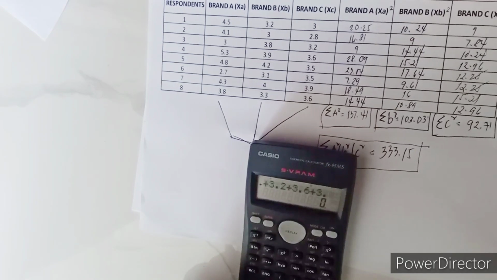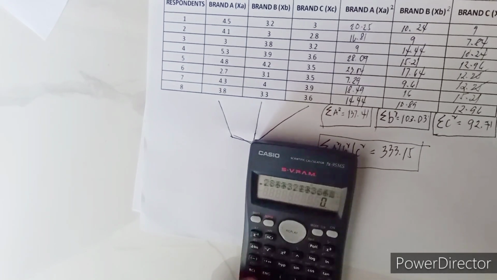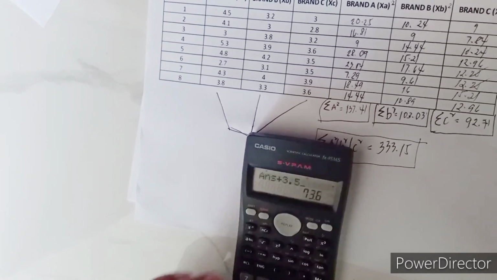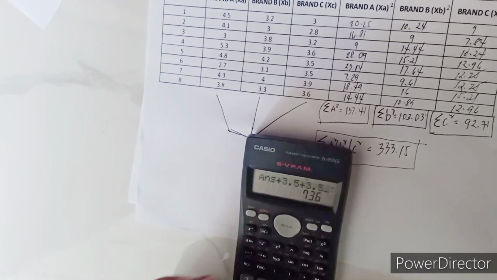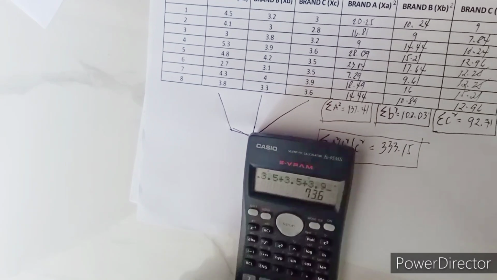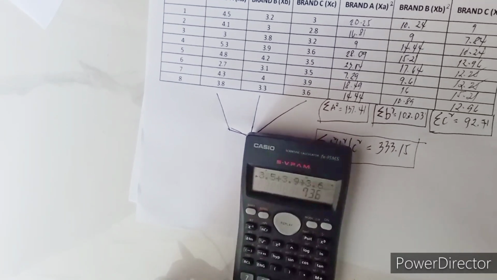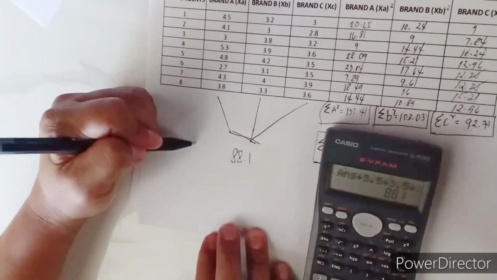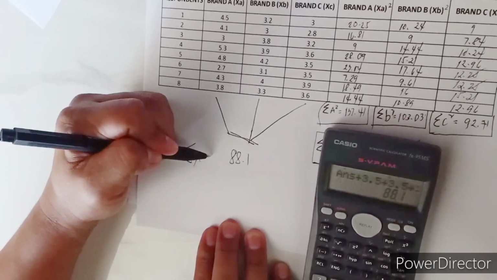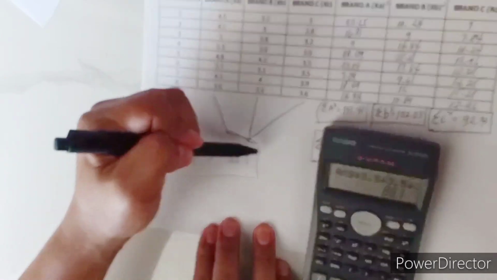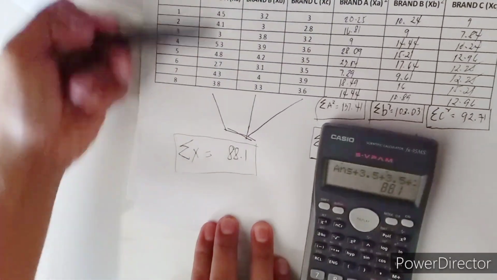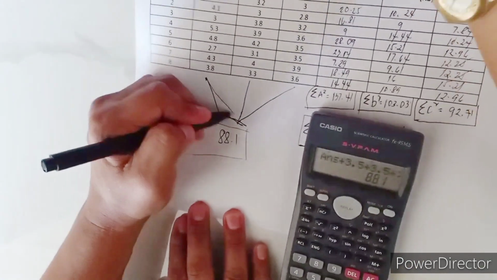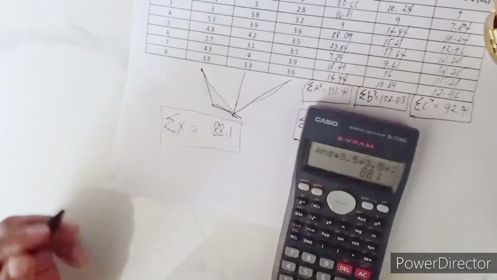3.5, 3.5, 3.9, 3.6. Wala na. So, the summation of x is 88.1. Lahat po na walang squared, pinag-plus natin. Summation of x or summation of A, B, and C. Okay. Wala na tayong problema dyan.